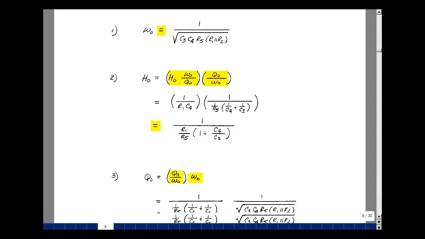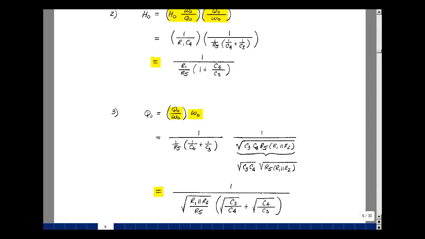Likewise, the term Q naught is embedded in two terms. It's the term that multiplies S to the 1, which was omega naught over Q naught, so the reciprocal of that. If I were to multiply that by omega naught, those would cancel, and I just get the value of Q naught. Omega naught over Q naught is 1 over R5 times 1 over C4 plus 1 over C3 from the last page, and then just flip that over to get Q naught over omega naught. And then omega naught we found to be this expression. So I multiply those two, I'll get the value of Q naught.